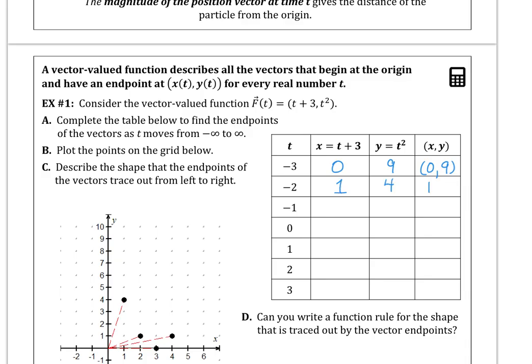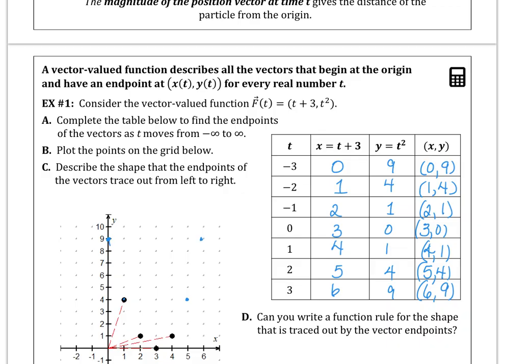If you continue down the table, we can complete the table to give us a foundation for where we can graph. So we'll just finish this up real quick. And then we're going to go over to our graph and graph those ordered pairs onto the grid. So 0, 9, 1, 4, 2, 1, 3, 0, 4, 1, 5, 4, and 6, 9.